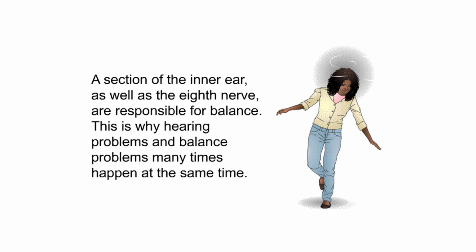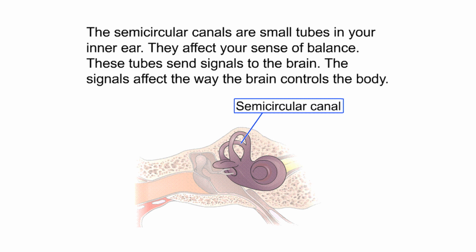A section of the inner ear as well as the eighth nerve are responsible for balance. This is why hearing problems and balance problems many times happen at the same time. The semicircular canals are small tubes in your inner ear. They affect your sense of balance. These tubes send signals to the brain. The signals affect the way the brain controls the body.